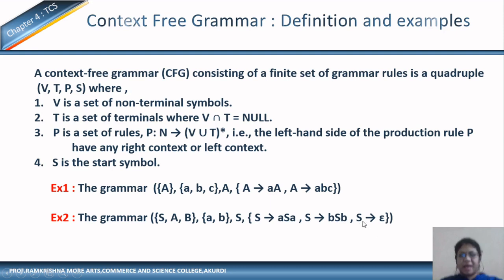See here, S gives epsilon means the left hand side is a single non-terminal, and the right hand side has no symbol from set V or no symbol from set T. So it is indicated by a null production, that is the epsilon production.